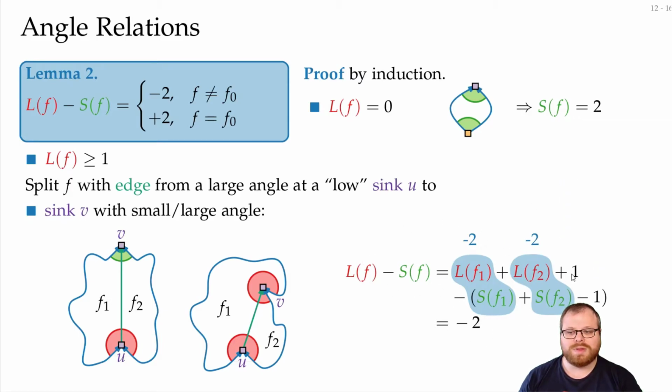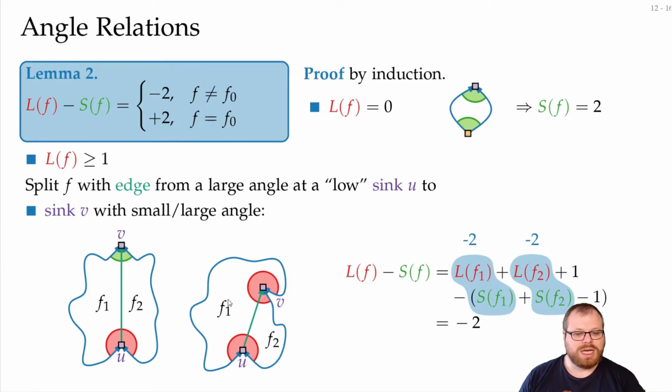Don't get confused with the pluses and minuses here. If we have 1 less large angle in f1 and f2, then we must have large angles of f1 plus large angles of f2 plus 1 to get to L of f. That's why I always say we have fewer large angles here, but we have a plus here. Let's go through the other cases.